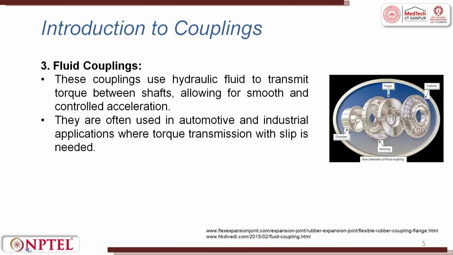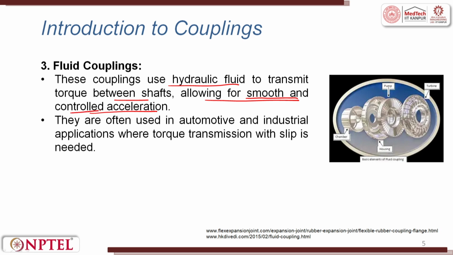Similarly, we have fluid couplings. Fluid couplings are couplings that use hydraulic fluid to transmit torque between shafts, allowing for smooth and controlled acceleration. So, smooth acceleration, like nowadays we use hydraulic brakes in vehicles, in automobiles, where the smooth stopping of the car should be there, or the deceleration should be very smooth. So, hydraulic systems are there in bikes itself. Bicycles now use hydraulic brakes, where these kinds of couplings are there. The fluids help to have a smooth and controlled acceleration or deceleration.